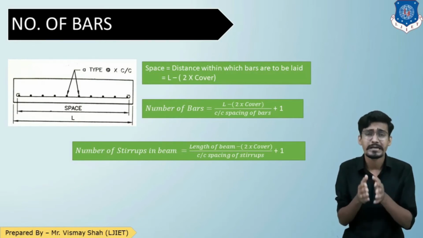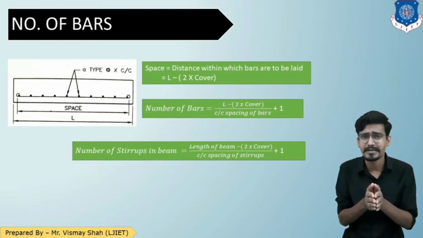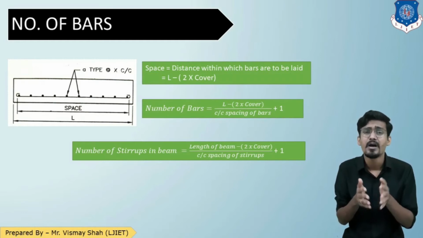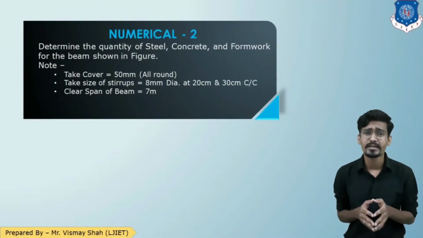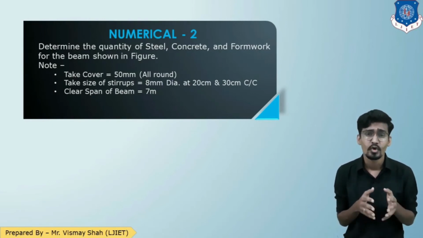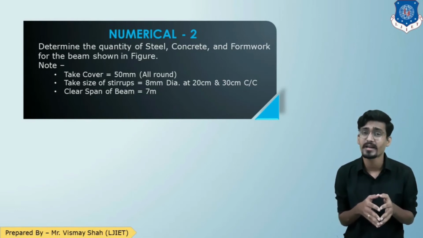So I hope we are clear about all the fundamentals of reinforcement calculation. Now let us see a numerical based on calculation of RCC beam. Let us see the question first. Determine the quantity of steel, formwork and concrete for a RCC beam shown in figure. Note, take cover size equals to 50 mm all around.